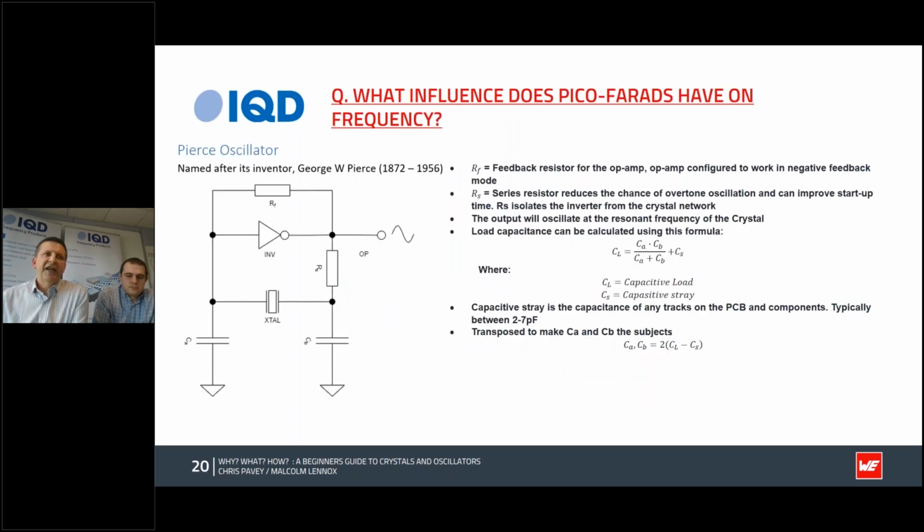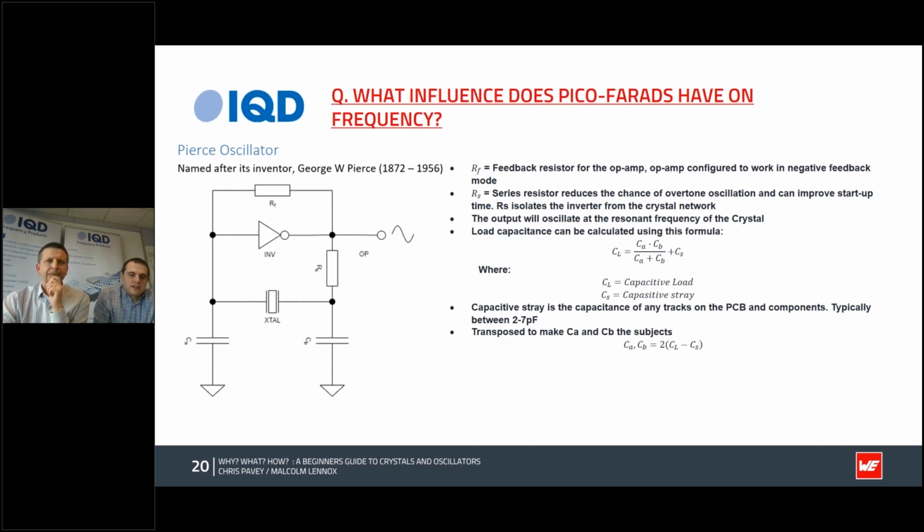So in the initial training here and for the last 6 months, we speak a lot about the importance of picofarads on frequency. What influence does picofarad have? The picofarad load, or the CL value, for a crystal resonator is required in order for the crystal to resonate at the correct frequency.